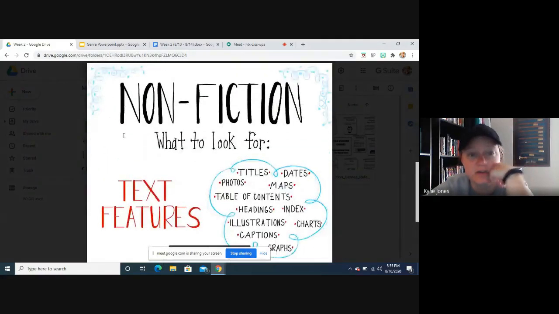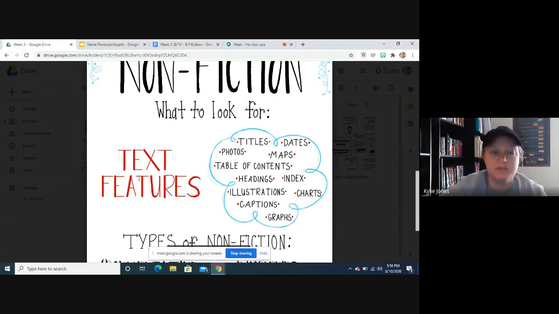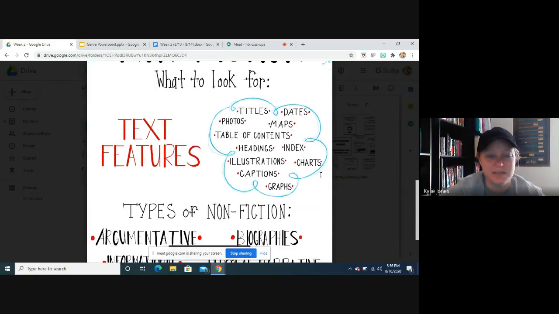Okay, then we have nonfiction. Remember, this is where it's not real. So what you're looking for, the text features that you're looking for, you're going to see titles, dates, lots of photos, maps. There's usually a table of contents telling you where to look. There's headings, an index, illustrations, charts about the facts, captions to go along with the photos, lots of graphs that go along with the information that's being given.